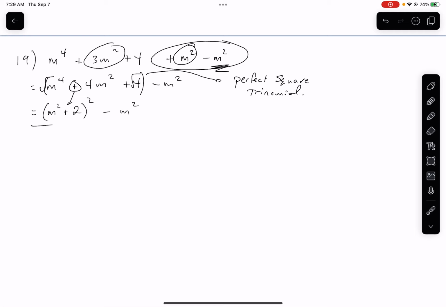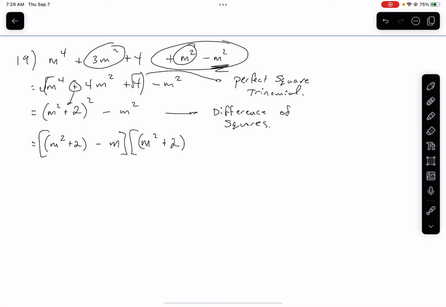Once you've arrived at this stage, it can be defined by a difference of squares. So I can square root the first, square root the last, write it twice with opposite signs. That's difference of squares, right? So we're going to get m squared plus 2 minus m. Sorry, it's a different question. And then we're going to have m squared plus 2 plus m. That's your difference of squares.